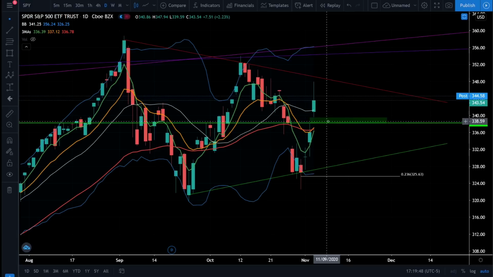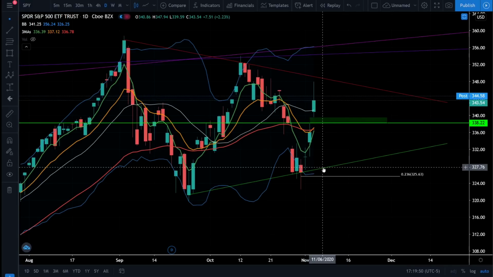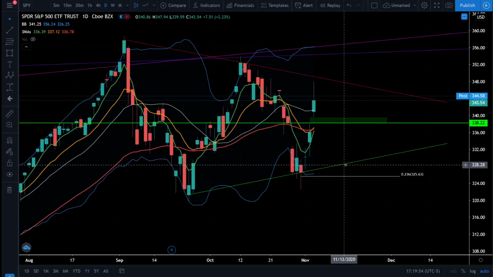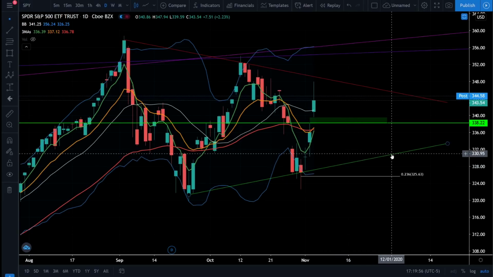If we for some reason break all the way below the gap, we do have our support trend line, and depending on the day we could find support on this trend line somewhere between $328 and $331. Remember, 331 was our previous gap closure, so that could still be a support level if we do end up getting down in that area.